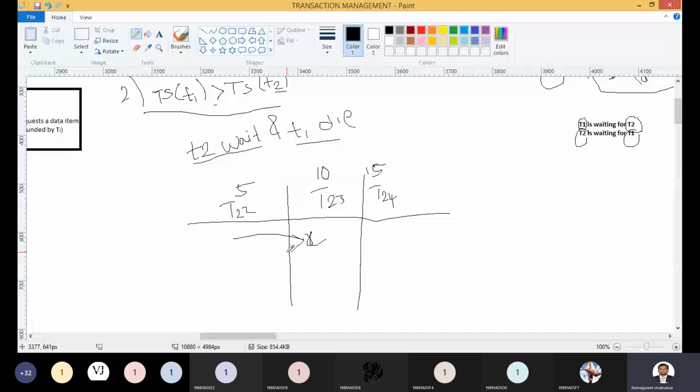Based on these conditions, I explained two conditions. T22 is waiting, and if the transaction T24 requests, remember.